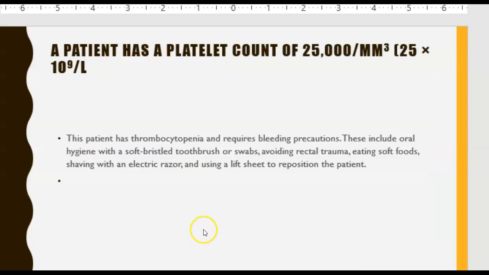So did you ever figure that out? So this patient whose platelet count is low, this patient has thrombocytopenia, and they require bleeding precautions.